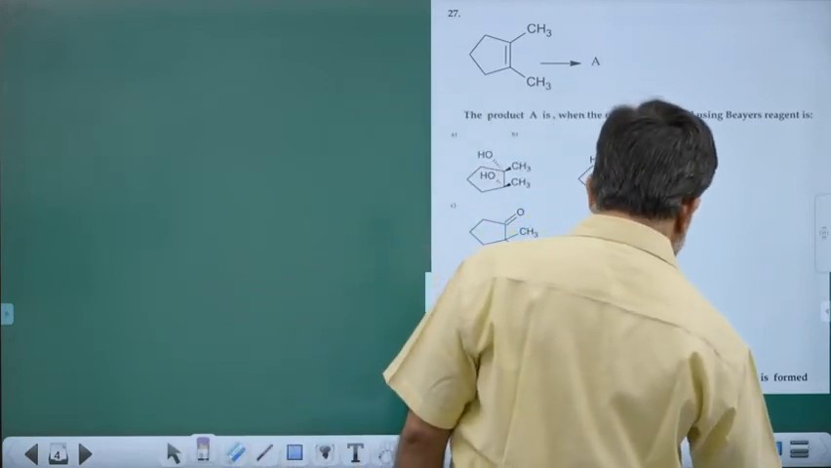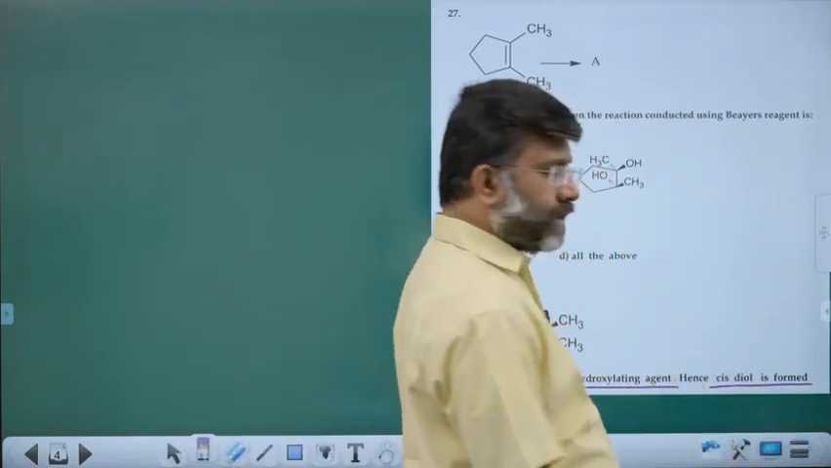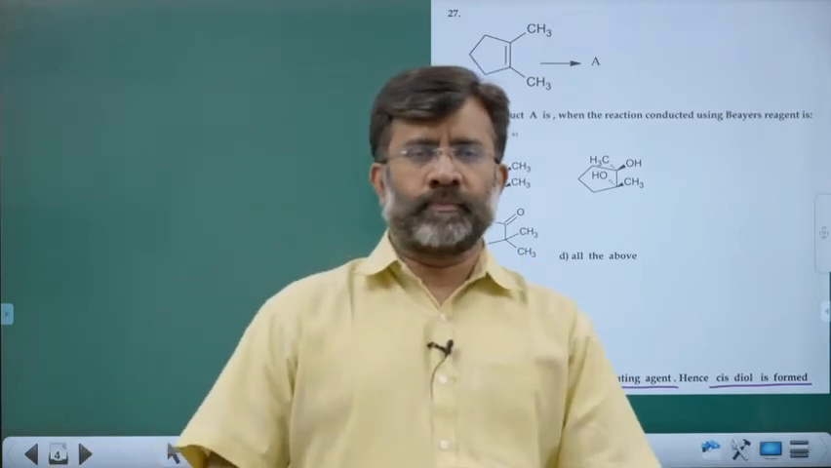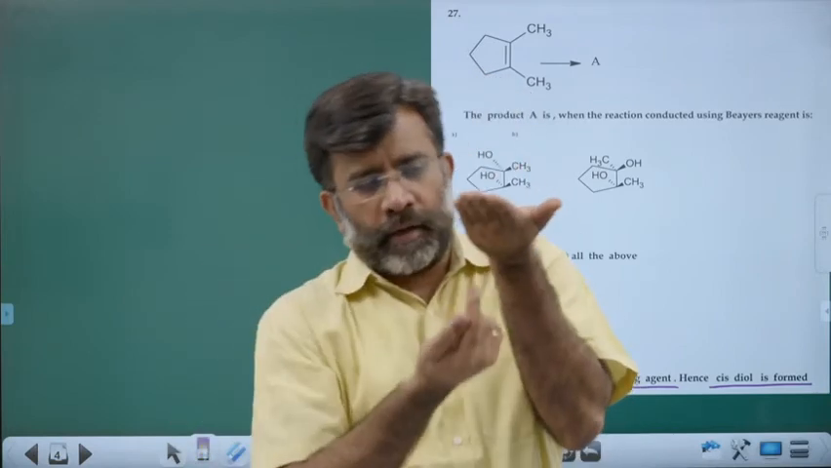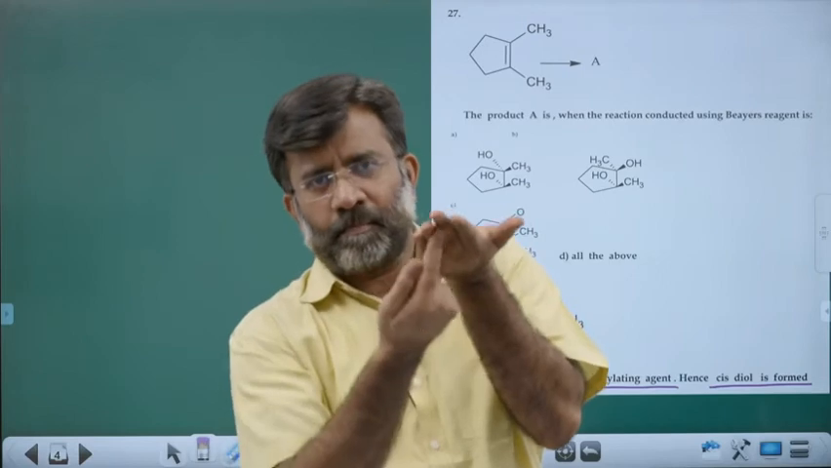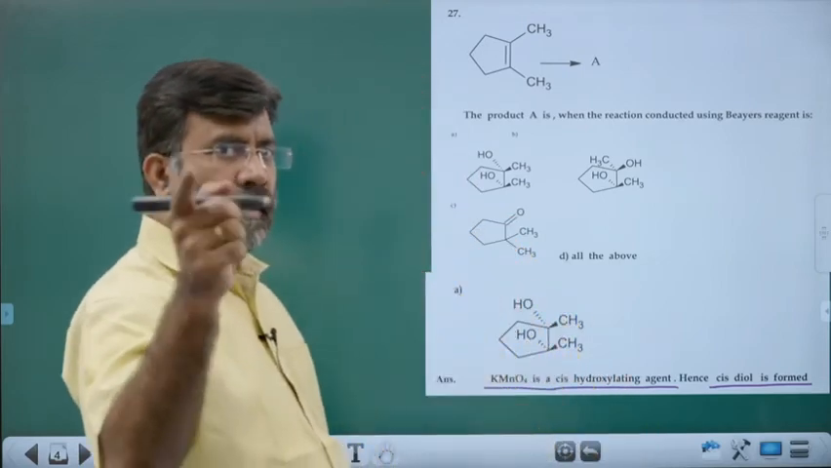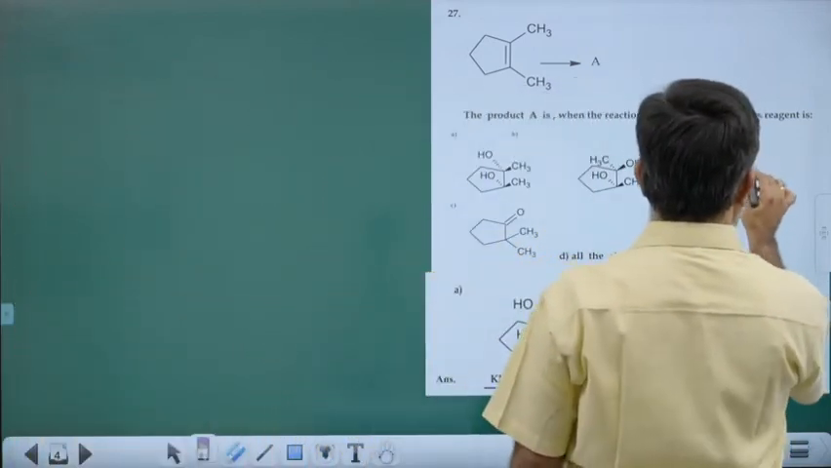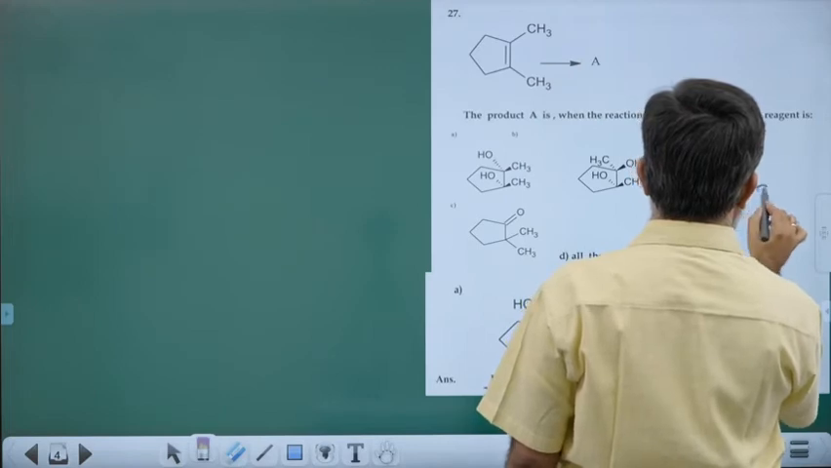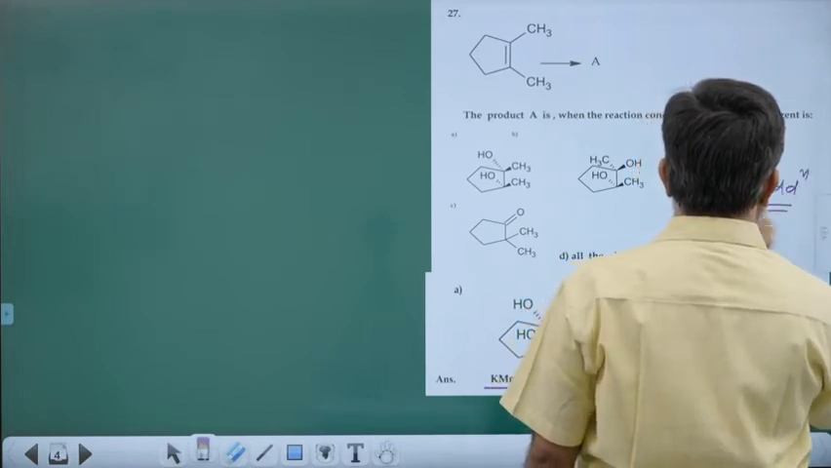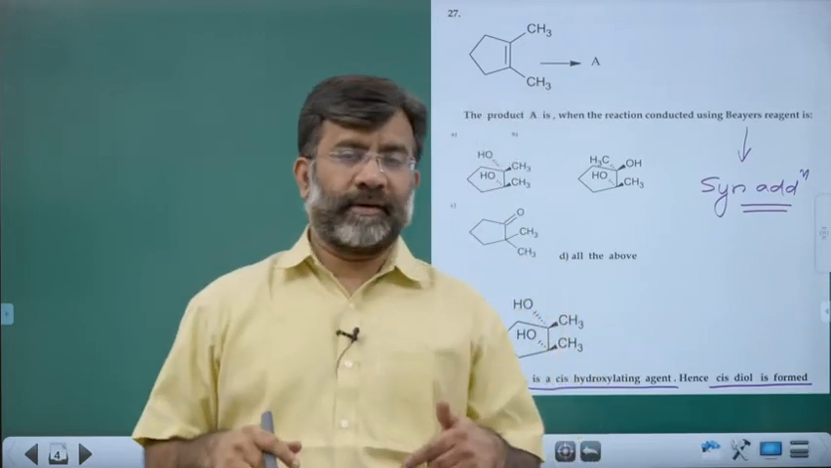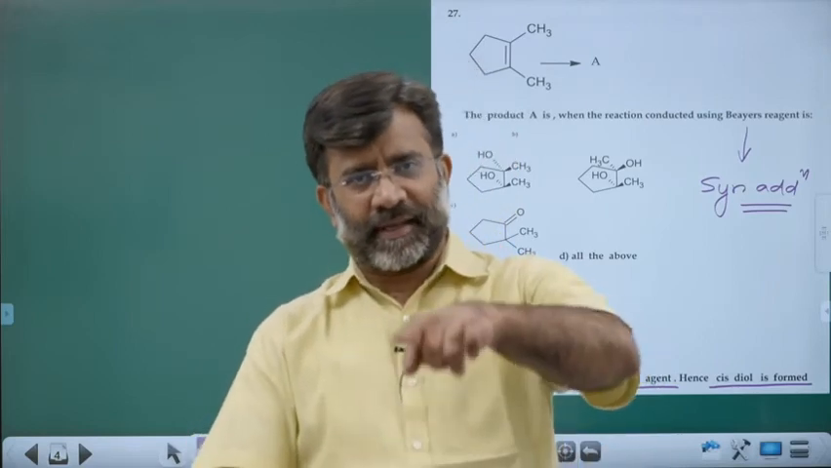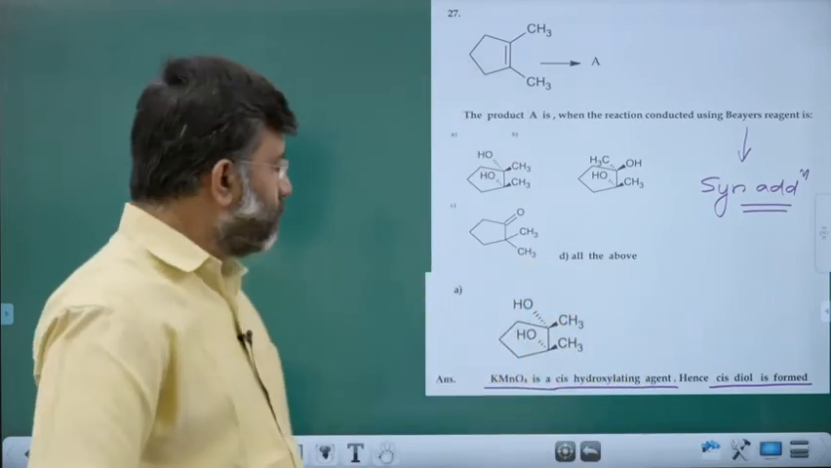KMnO4 is a cis hydroxylating agent under the usual scenario. So if you have an alkene in a plane, one OH and another OH will be added from the same side. It is the cis product, syn addition. So Bayer's reagent is providing syn addition. While you remember, bromination is anti-addition, while hydroxylation with KMnO4 is syn addition. Next.